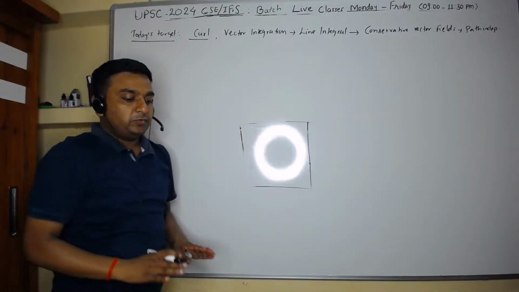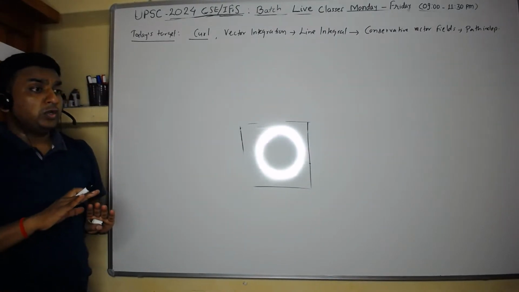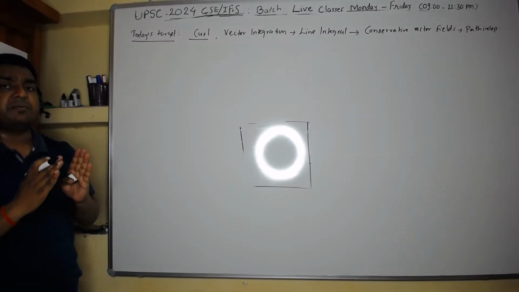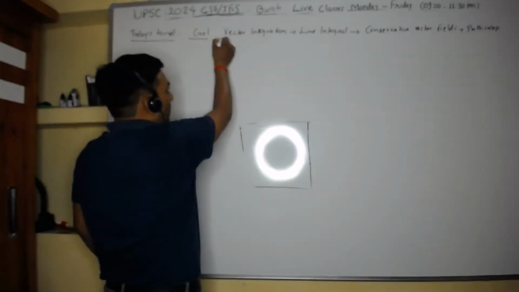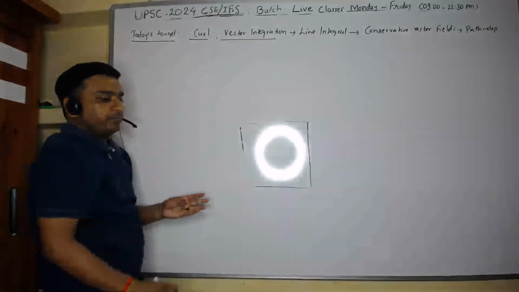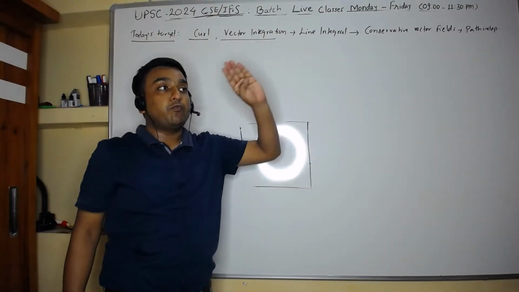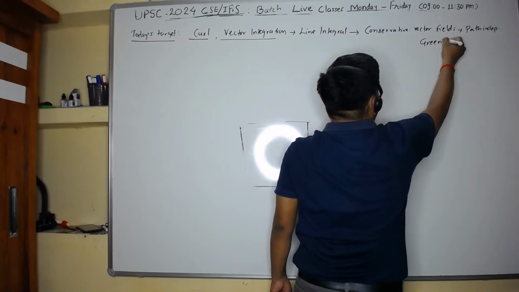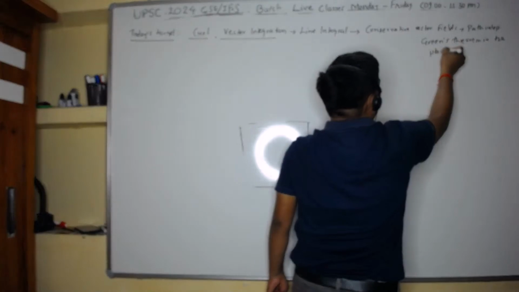I would like to tell you guys here, the most important thing in this preparation journey is not the knowledge only. It is all about consolidating things in a manner so that things are settled in your mind. So today we will be learning about curl and how curl will lead us to the conservation of vector fields, and what it actually means by path independence, and after that we will move to Green's theorem in the plane as well.